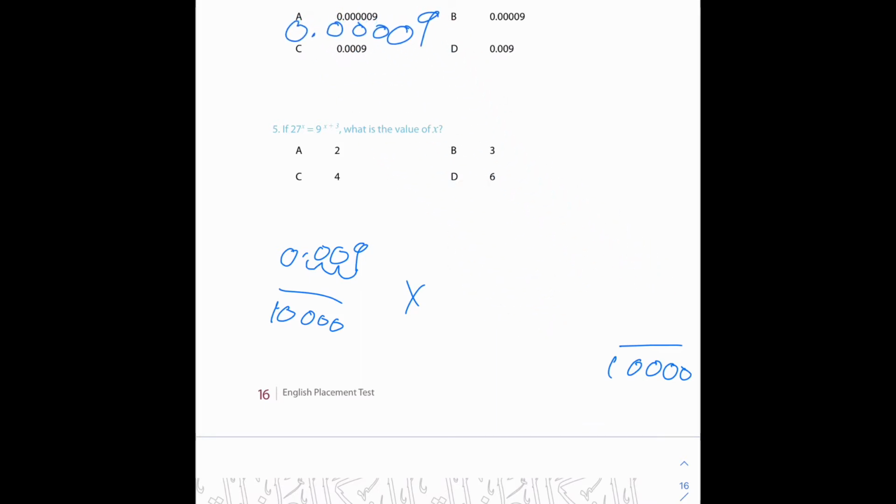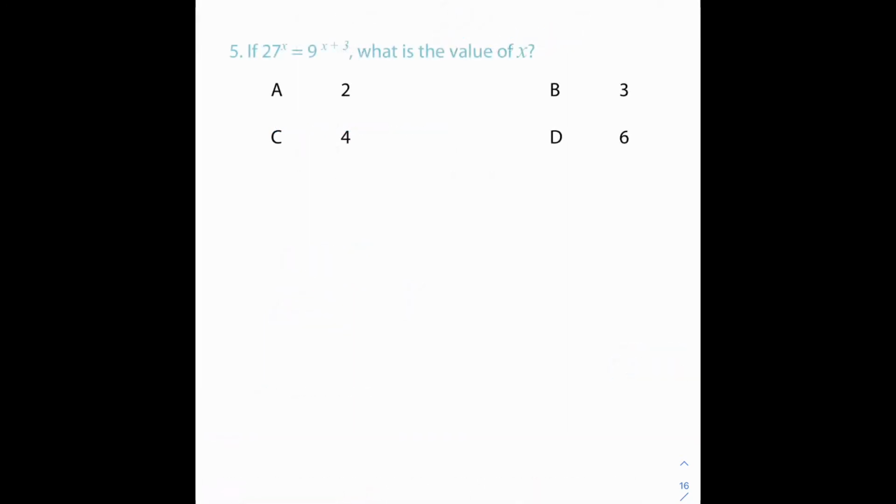Now let's see which one does it match. First one, nope, too many zeros. Second one, 1, 2, 3, 4, perfect. Your answer is B. All right, now we have number 5. If 27 to the power of x is equal to 9 to the power of x plus 3, then what is the value of x?